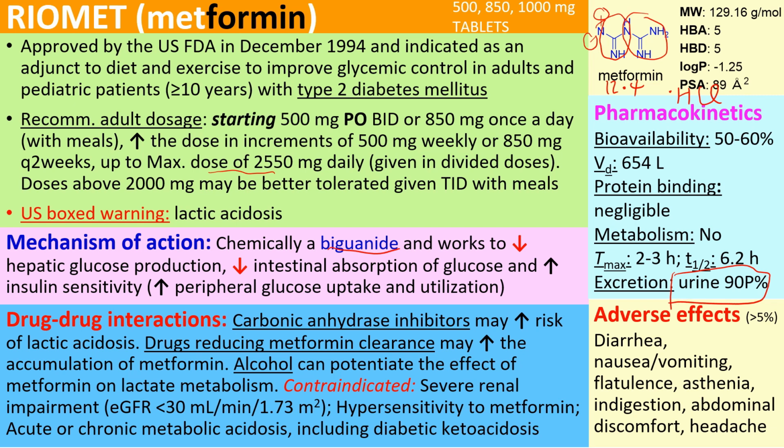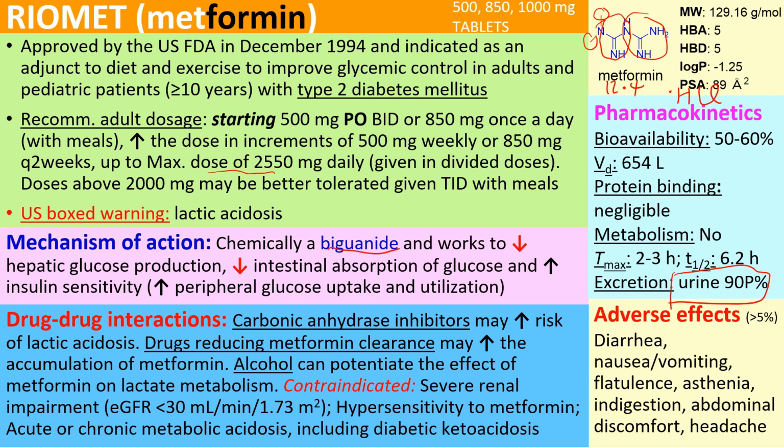So basically this is a very polar basic drug molecule. You can see it is predominantly excreted in the urine as a parent drug molecule. So therefore we have to be mindful of patients with impaired renal function, and adjust the dosing accordingly.